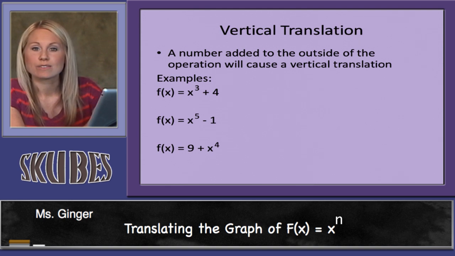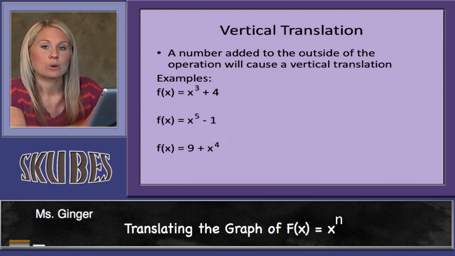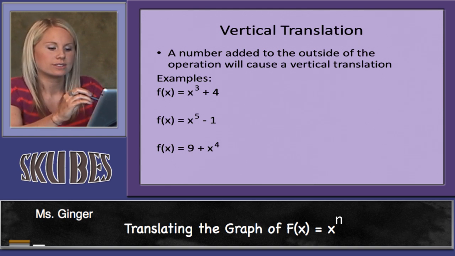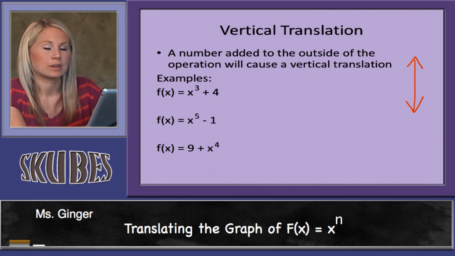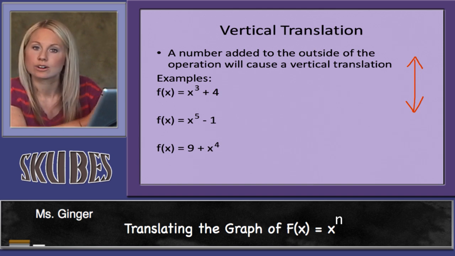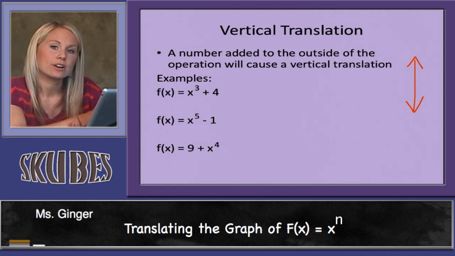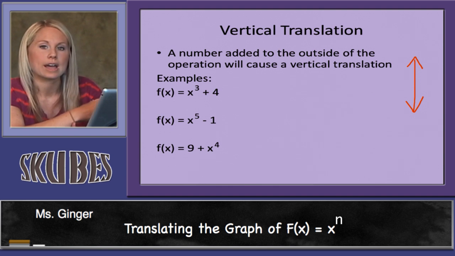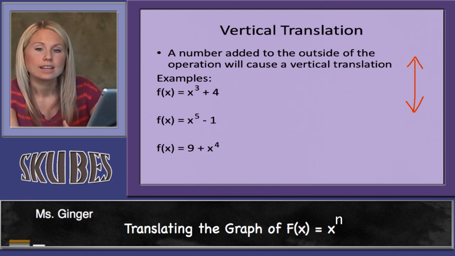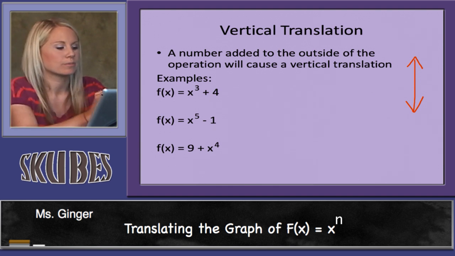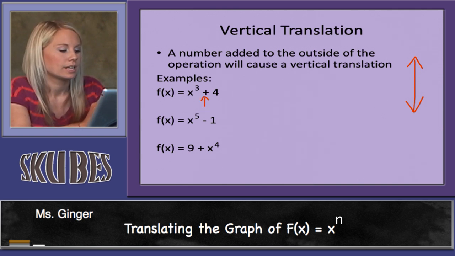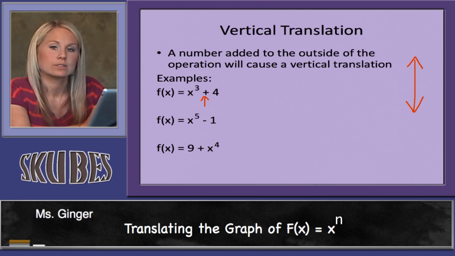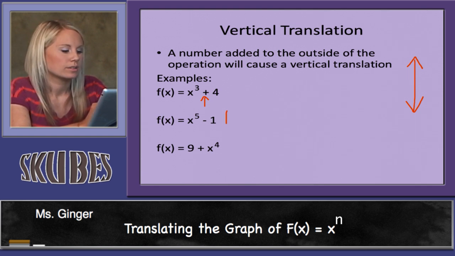All right, so first we'll talk about vertical translations, which are our y direction changes, moving our picture up or down. What's going to cause those is going to be the numbers added to the outside of our operation. So when we see our x to a power and then we see a number added or subtracted on the outside, that's going to move our picture up or down. If we see a positive, that's going to move it up. And if we see a negative, that's going to move our picture down.